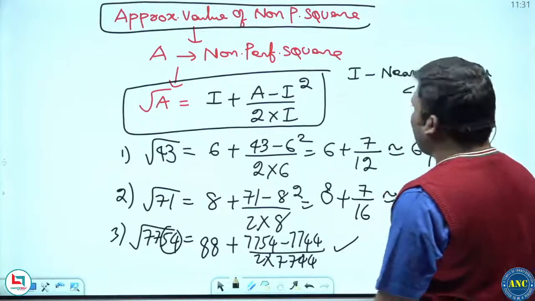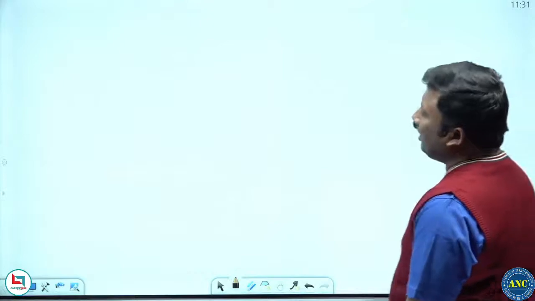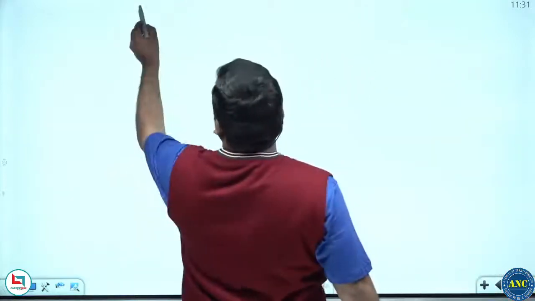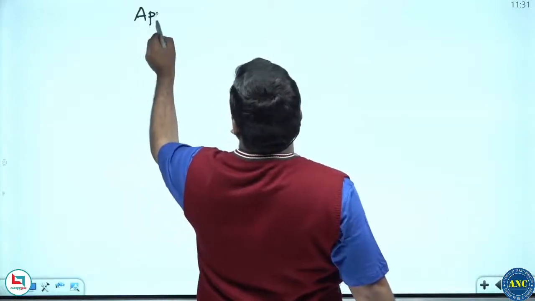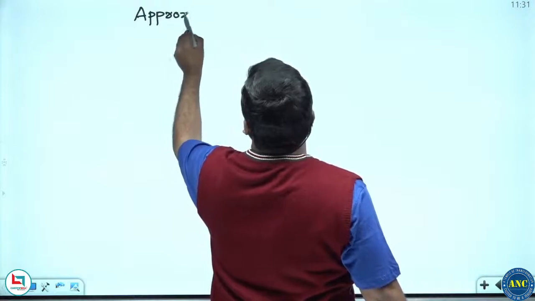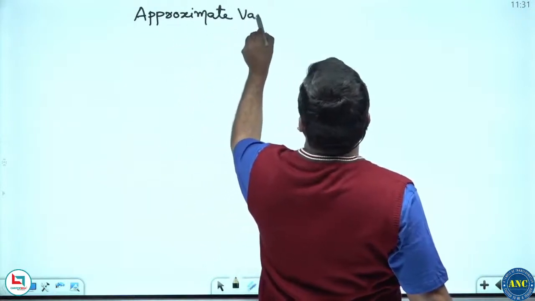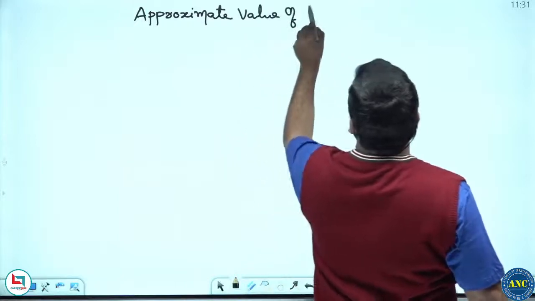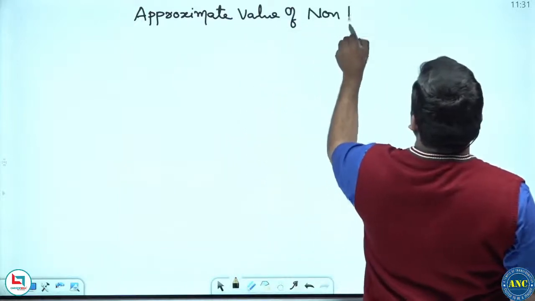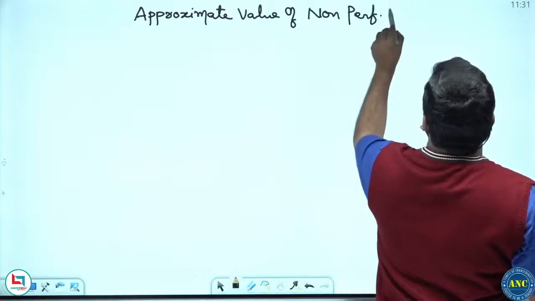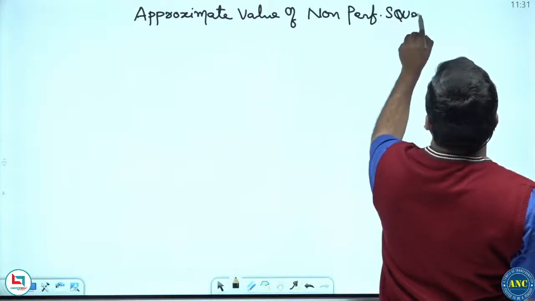Any digit number you can solve. I hope the idea is clear. Next one, how to find the approximate value of a non-perfect cube. Then slowly, after 5 to 10 minutes, you will be able to solve any non-perfect nth powers.